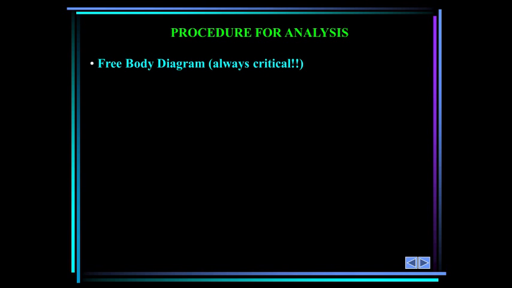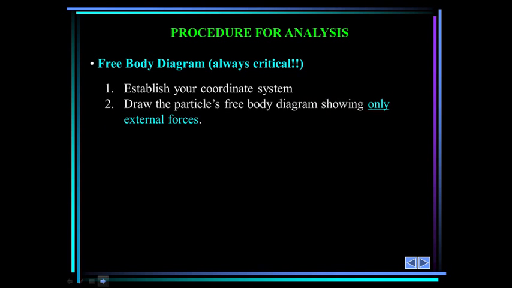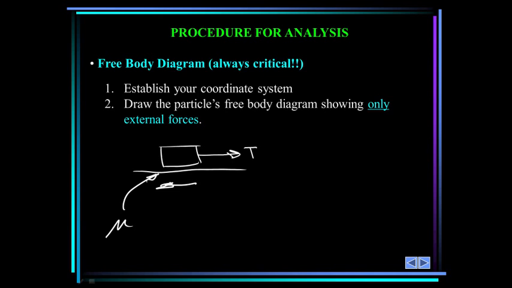It is very important to draw a good free body diagram. First, establish your coordinate system, and then draw the free body diagram showing only external forces. So a word about frictional forces. If something is moving on a surface where there is a coefficient of friction, let's say it's being pulled by a cable of tension T in this direction, always put the frictional force equal to mu times the normal force, where the normal force is the force here.